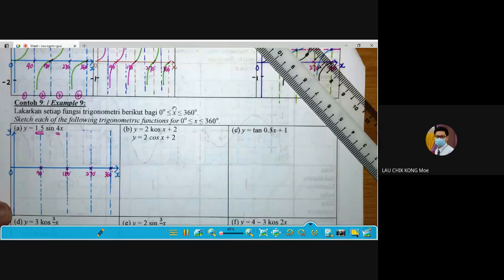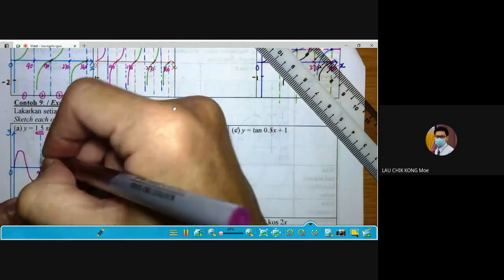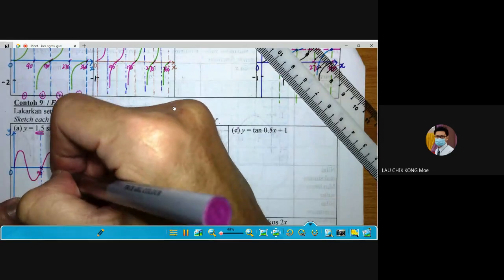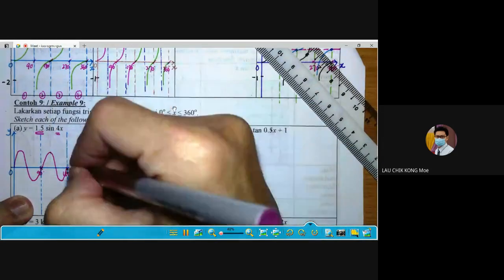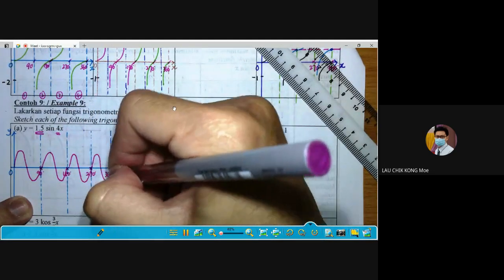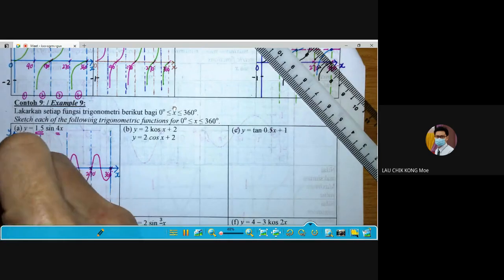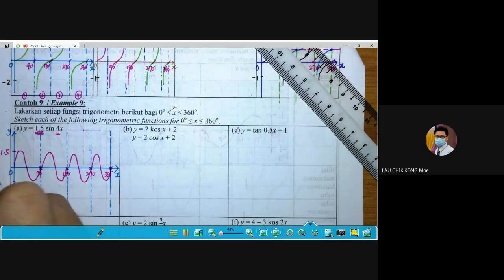Okay, so we try to draw now. First column is 1 period. So 1. Okay, 2. Ada nampak? Okay, 3 and 4. 4 columns, 4 periods. Macam inilah. Macam ayunan. Okay. And then the amplitude should be 1.5 and negative 1.5. That's all. Cara dia sama.